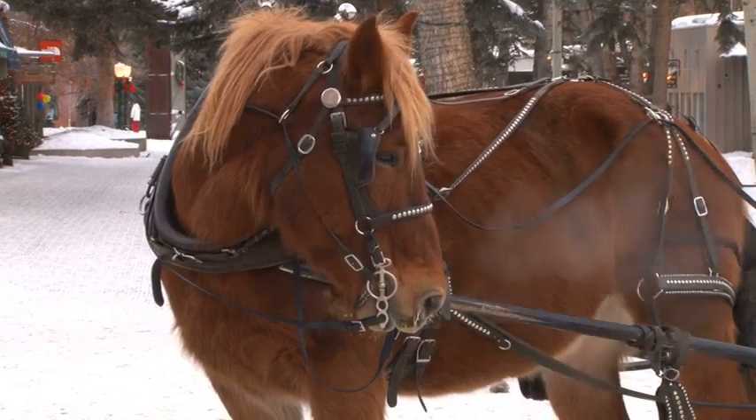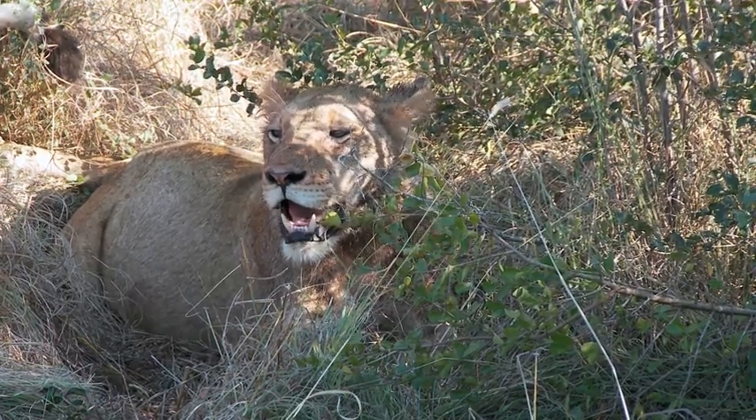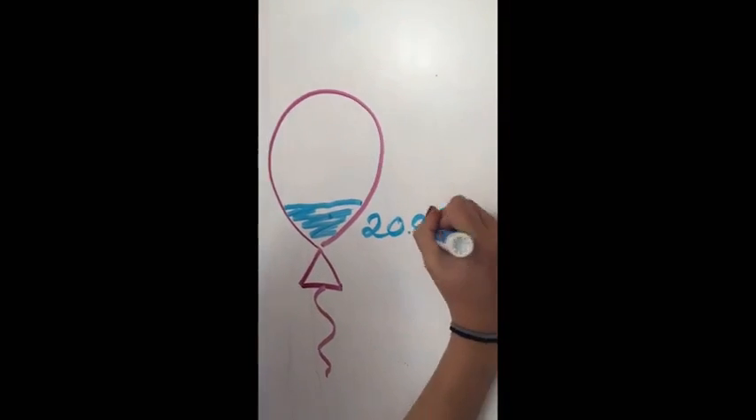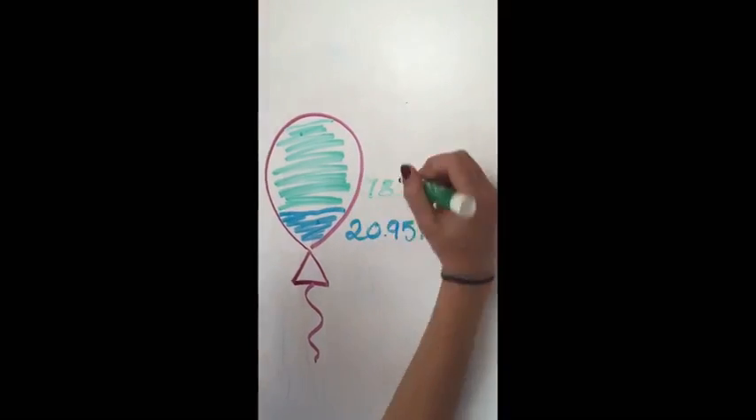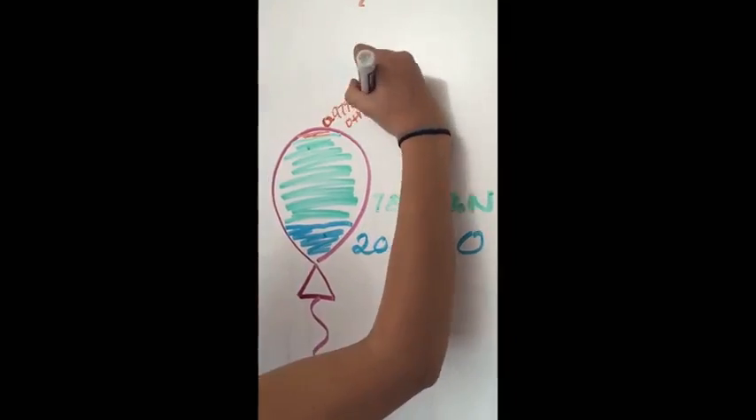One of the things that unites all of these living organisms is that they are breathing air. But what exactly is air? If we were to fill up this balloon with the air we breathe, it would be 20.95% oxygen, 78.08% nitrogen, and 0.97% other elements.